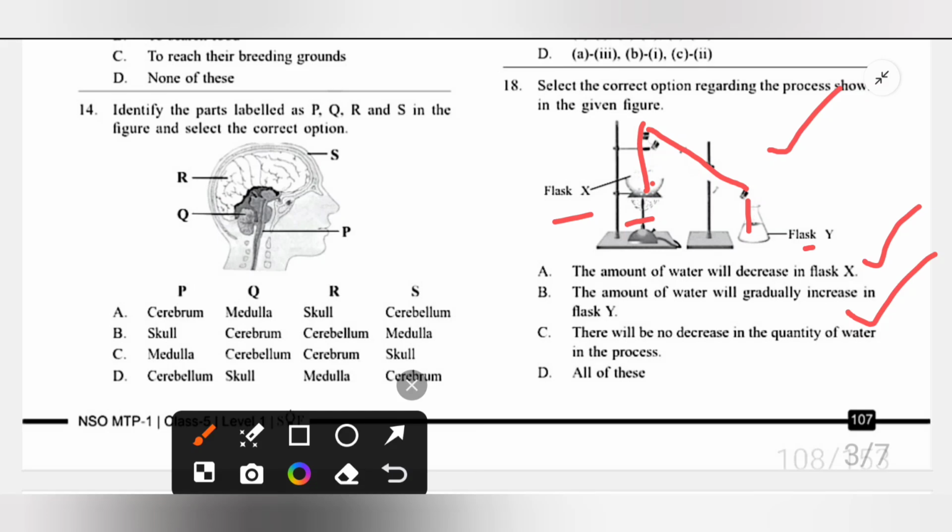C, there will be no decrease in the quantity of water in the process. It is also a correct statement because the water vapor does not escape to the environment. So there will be no decrease or increase in the quantity of water because the evaporated water condenses again to form liquid and is collected in flask Y. So option D, all the options are correct. So option D is the correct answer.